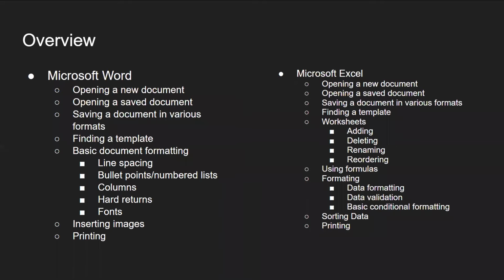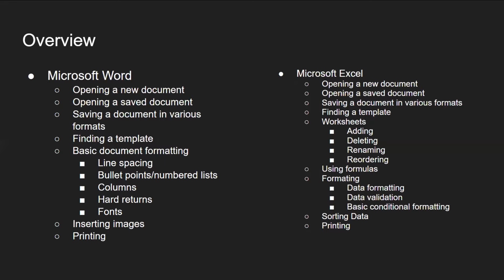Just a little bit about what we're going to go over. So we're going to start with Microsoft Word. We're going to go over opening a new document, saving a document, saving that document in various formats, finding a template, doing some basic document formatting. So going over how to change line spacing, using bullet points or numbered lists, creating columns, hard returns, which give you a whole new sheet, and then how to use fonts, adjust fonts and styles, inserting images, and printing.